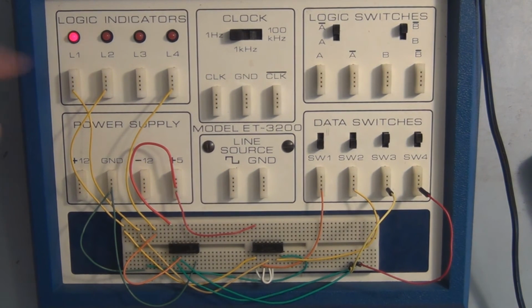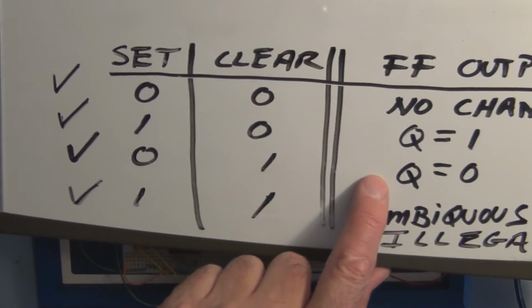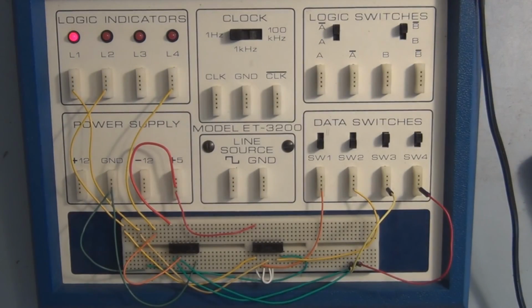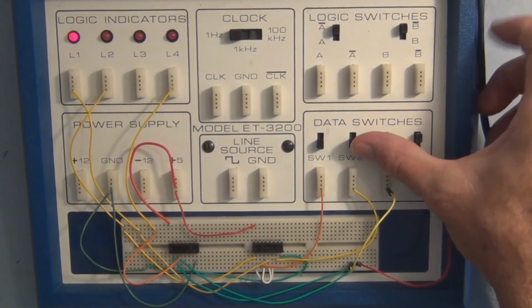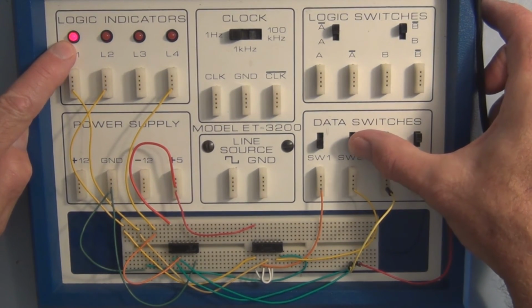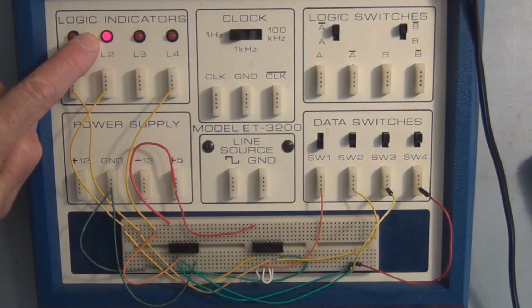And it remembers what happened in the past. Q is 1 and Q naught is 0. It's holding that value for us. It's remembering that value. Now if we want to set Q equal to 0, we have to put a 0 on the set and a 1 on the clear. So here, this is a 1 on the clear. It's currently at 0. Let's see what happens with Q. Q is now 0 and Q naught is a 1.